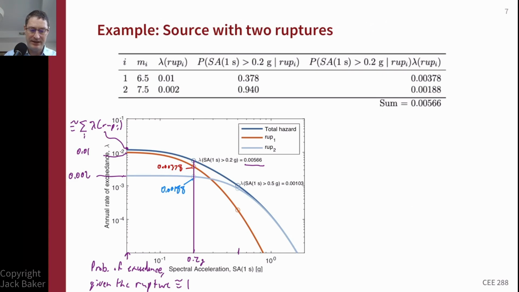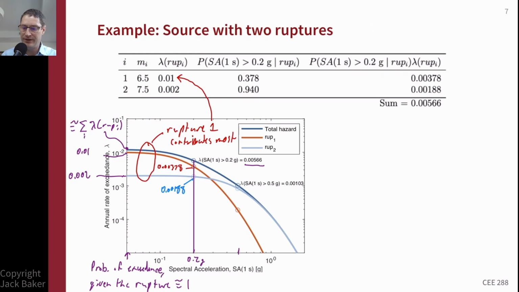Another thing we can see is that over on the right, at these lower intensity levels, the red line from Rupture 1 is a lot higher than the light blue line from Rupture 2. Right, so Rupture 1 contributes the most. And that's because at these low IM levels, any of the ruptures have a pretty high probability of causing an exceedance of that IM level. And Rupture 1 is much more frequent, right? It's got 5 times the activity rate of Rupture 2. And if they can both produce an exceedance, of course, the more active one is going to have the most contribution to the overall total hazard. Right? So the red curve is pretty close to that dark blue curve.